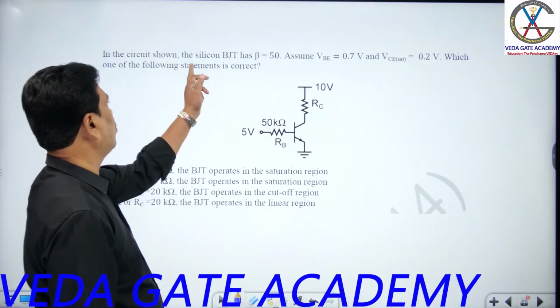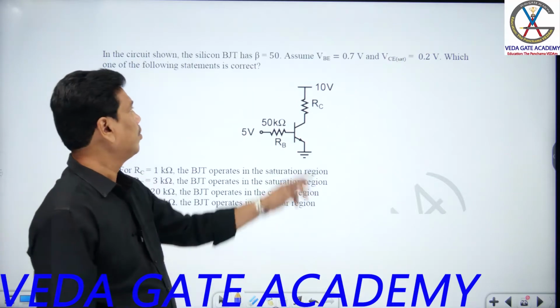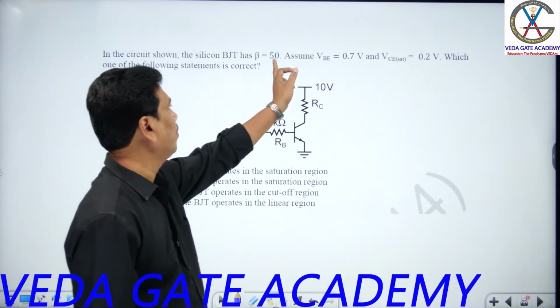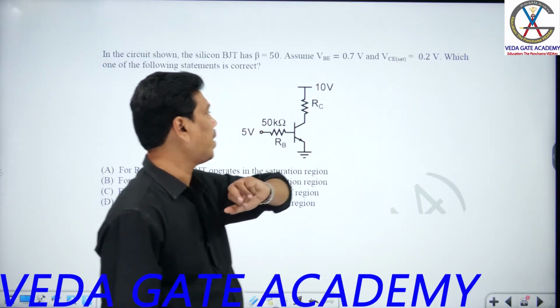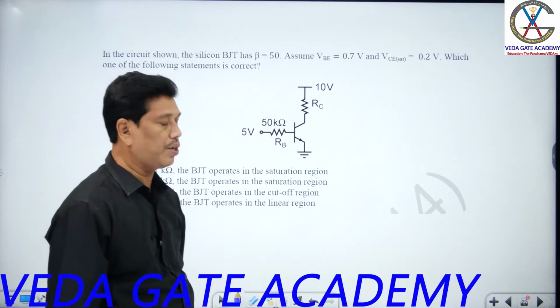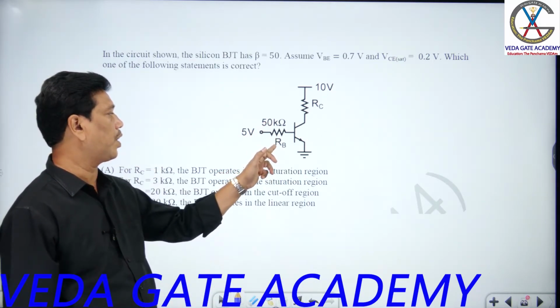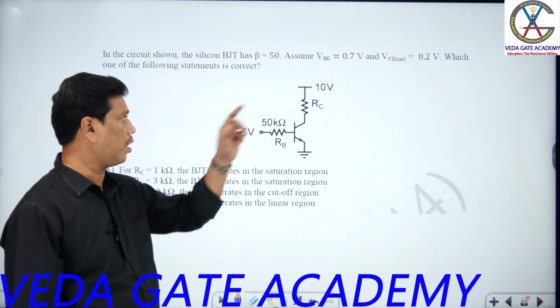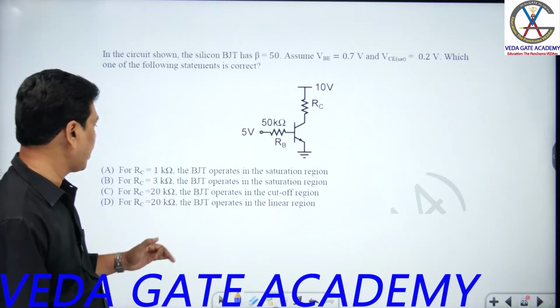In the circuit shown, the silicon BJT has a beta equal to 50. Assume VBE equal to 0.7 volt and VCE saturation equal to 0.2 volt. Which one of the following statements is correct? Among these four statements, which one is correct? Base resistance is 50 kilo ohms, the base supply is 5 volt, RC is unknown, and the collector supply is 10 volt. RC is given with different options.